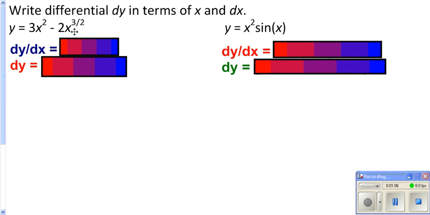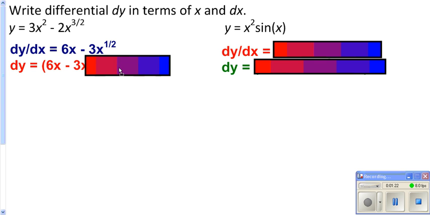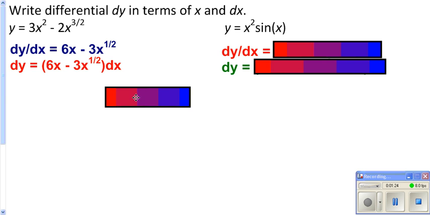So let's go ahead and find our differentials here. Well, we need to take our derivative. Put your exponent down in front, decrease it by half. So when you're looking for a differential, all you have to do is just multiply both sides by dx. And that's your differential in red.